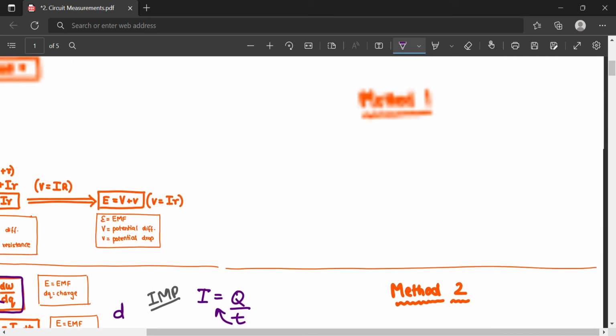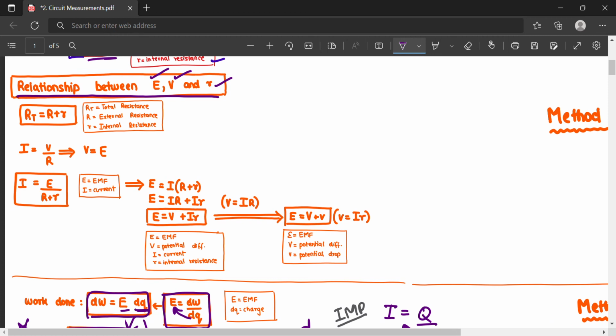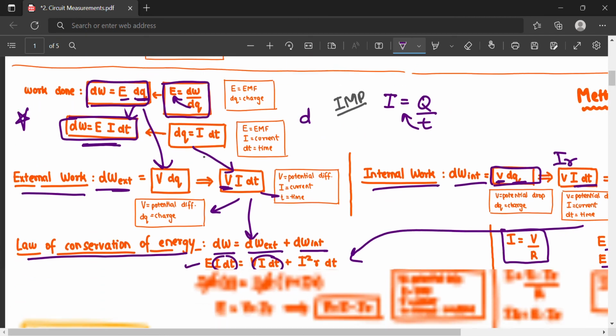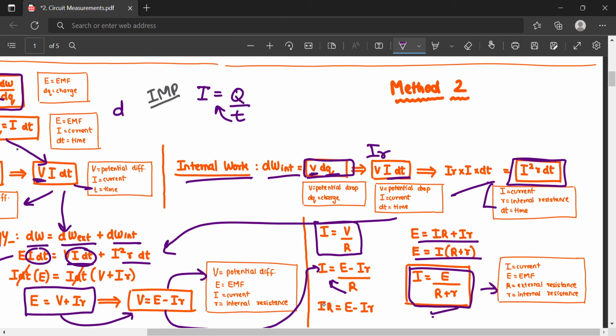Now the second method, which is kind of an easier method but not the preferred method. Now we know our total resistance. We'll take total resistance as capital R plus small r, and I is equal to V upon R. Now we can assume potential difference as EMF, thus we can take E as V and we can take total resistance as R plus r. Ta-da! We've already got this formula which we had got here.